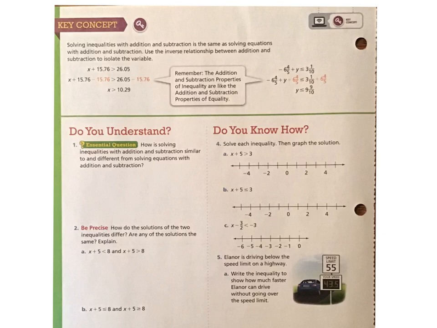taking a look in the key concept, and remember that your addition and subtraction properties of inequality are just like the addition and subtraction properties of equality. In other words, whatever you do to one side of your inequality, you have to do the same thing on the other side. So if you're adding to both sides, that's because you had subtraction in the problem. If you're subtracting on both sides, it's because you had addition in the problem. So use those inverse operations just like you did when you were solving equations.